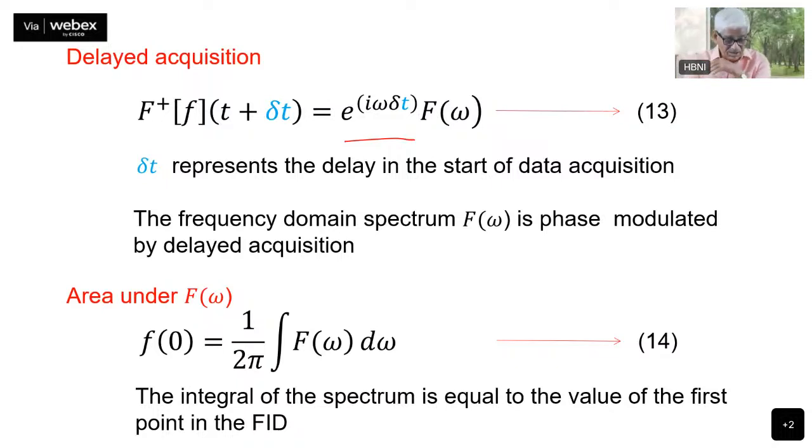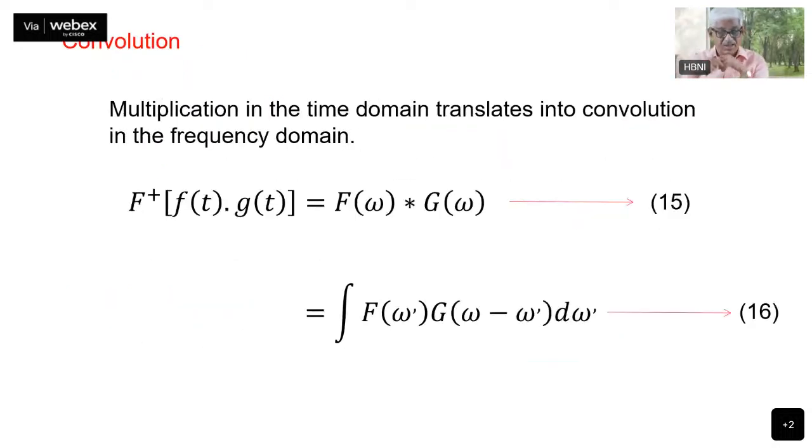And then the area under the curve, the area under this frequency spectrum, is equal to the amplitude of the time point 0, at t equal to 0. So f(0) is equal to the integral of the whole spectrum, ∫F(ω)dω. Therefore, the first point is very crucial and it will tell you a lot of things about the spectrum. The integral of the spectrum is equal to the value of the first point in the FID.